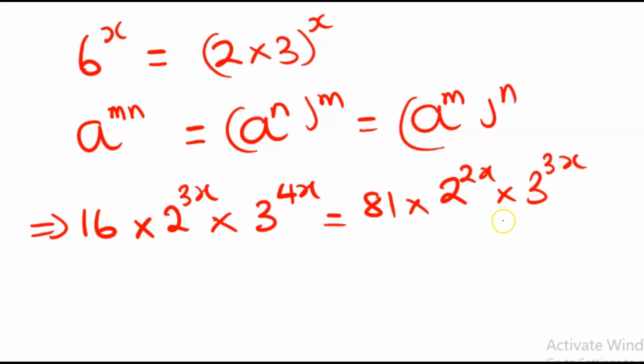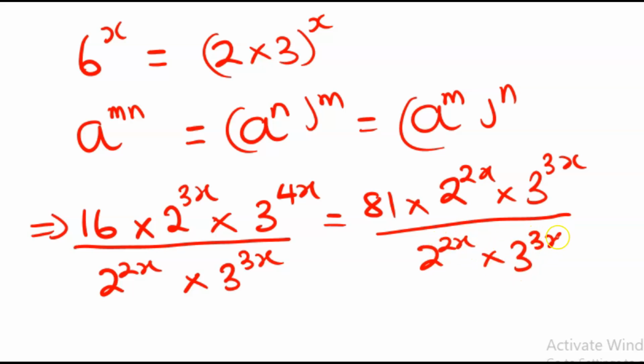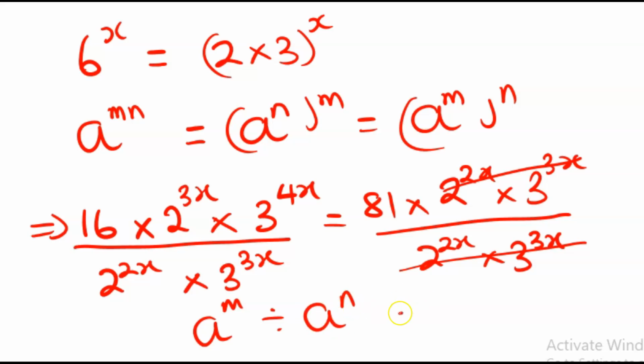Okay, now let's divide both sides by this first: 2 raised to the power 2x times 3 raised to the power 3x. Then we have 2 raised to the power 2x times 3 raised to the power 3x. So this will cancel that. And then from indices, a raised to the power m divided by a raised to the power n, you subtract the exponent. So we have 2 raised to the power 3x here, and then down here.